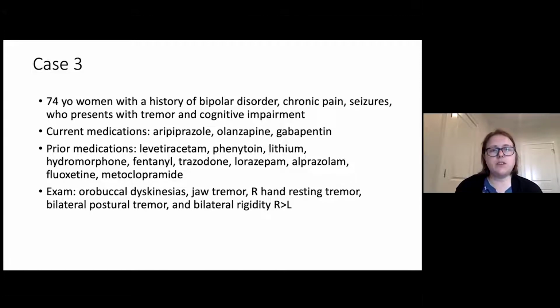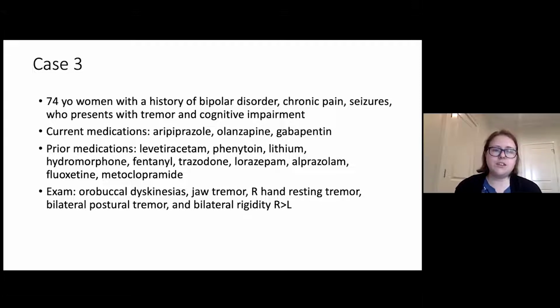So this is a 74-year-old woman with a history of bipolar disorder, chronic pain, and seizures, who presented with tremor and cognitive impairment. Her current medications were aripiprazole, olanzapine, and gabapentin. And she had a lengthy prior medication history. This is a real patient. She had previously been on levetiracetam, phenytoin, lithium, hydromorphone, fentanyl, trazodone, lorazepam, alprazolam, fluoxetine, and metoclopramide. On exam, she had orobuccal dyskinesias. She had a tremor of her jaw, a right hand resting tremor, bilateral postural tremor, and bilateral rigidity that was worse on the right than the left.